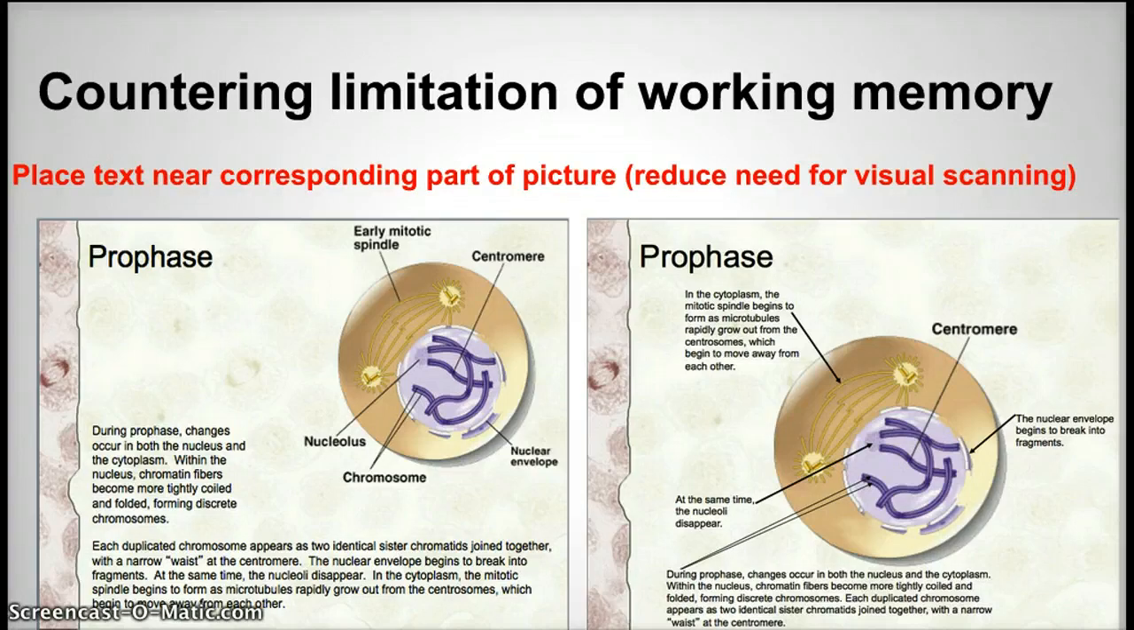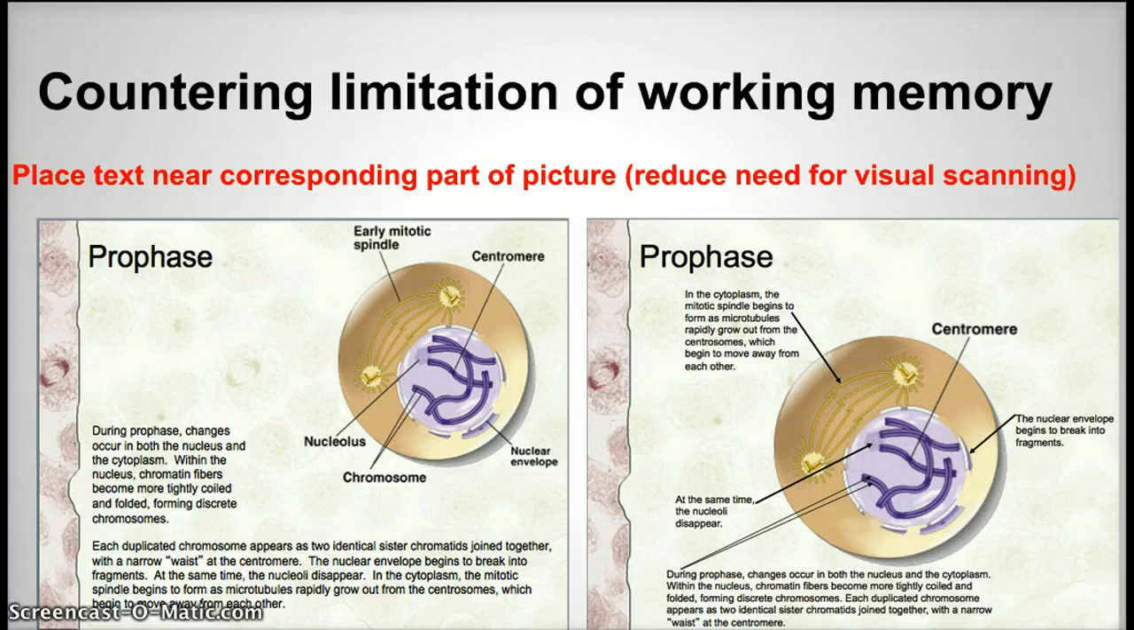The other thing we want to do sounds obvious. However, it doesn't happen all the time. You want to put text near the corresponding part of the picture. Doing so reduces the need for scanning. So on the left-hand slide, if I'm reading through the text and I come to the word nucleoli or nucleolus, I have to keep what that text is saying in my working memory as I look up and look for the word nucleolus in the graphic. So I have to scan at the same time as holding stuff in my working memory.